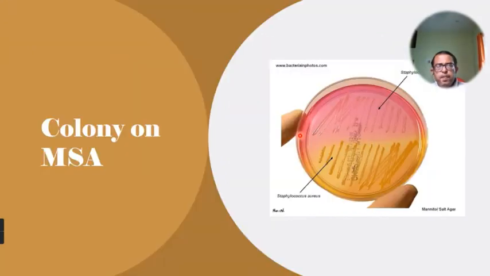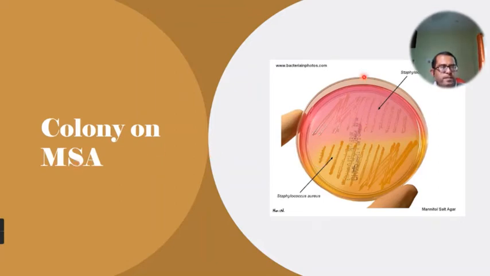Now this is another selective medium, that is mannitol salt agar. You can easily differentiate here the Staphylococcus epidermidis colonies. These are the colonies of Staphylococcus epidermidis, while these are the colonies of Staphylococcus aureus, which are showing yellowish pigment on the mannitol salt agar.